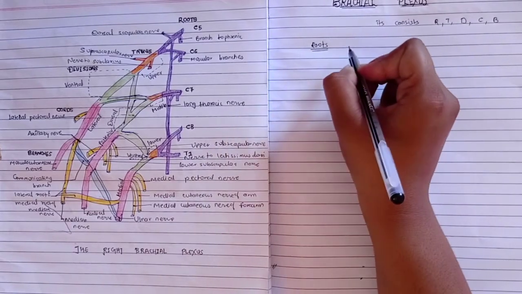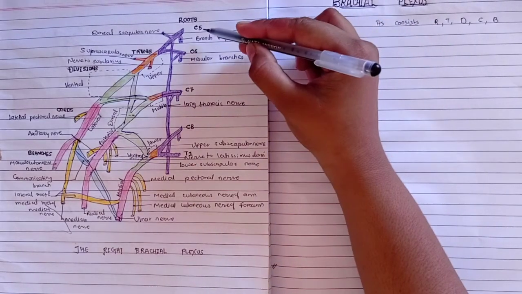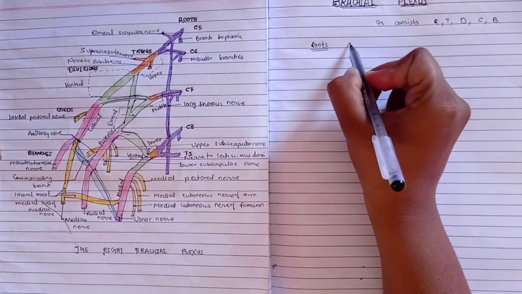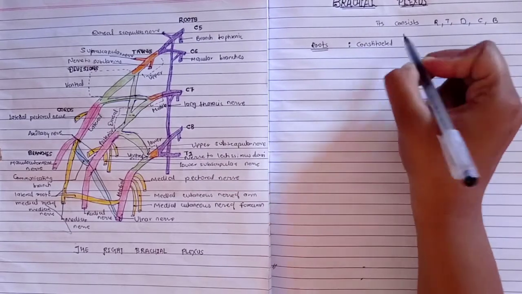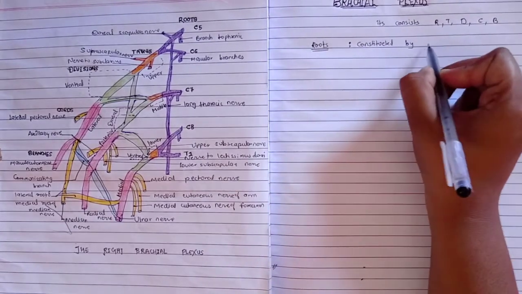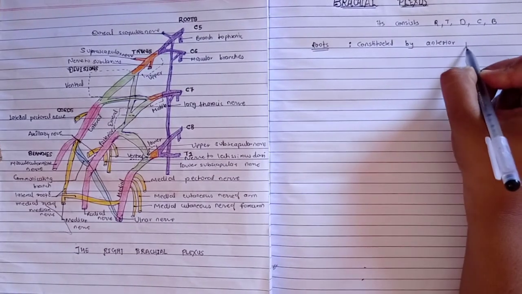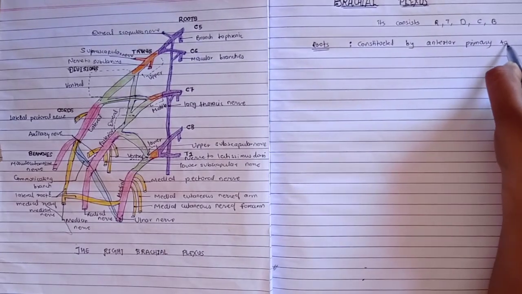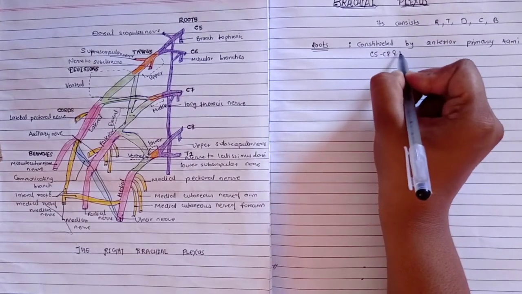The roots are constituted by the anterior primary rami of spinal nerves C5 to C8 and T1. So these are the roots C5, C6, C7, C8 and T1, constituted by the anterior primary rami of C5 to C8 and T1.